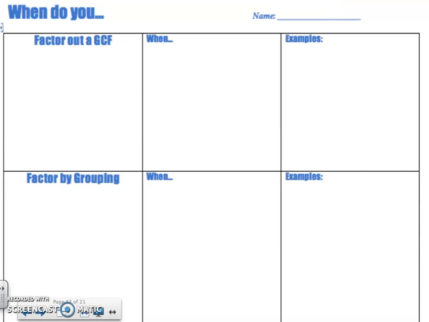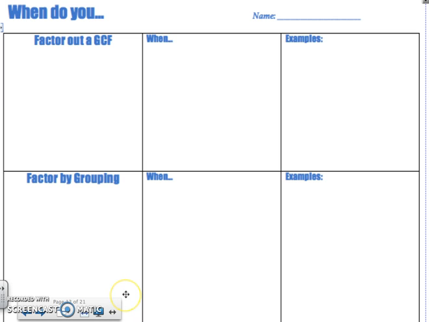All right, so today we're going to fill out a chart that's going to help us figure out when we factor certain things. So these are going to start getting mixed up, and you're going to have to figure out whether you need to factor out a GCF, whether you're going to factor by grouping, or whether you're going to do the T-chart and factor a normal quadratic, okay? So let's look at when we are going to factor out a GCF.